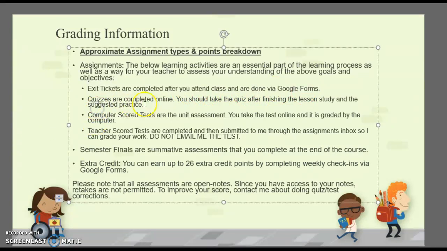Okay. Quizzes are completed online. You should take the quiz after finishing the lesson and the suggested practice. Computer score tests are the unit assessment. Take the test online as graded by the computer.